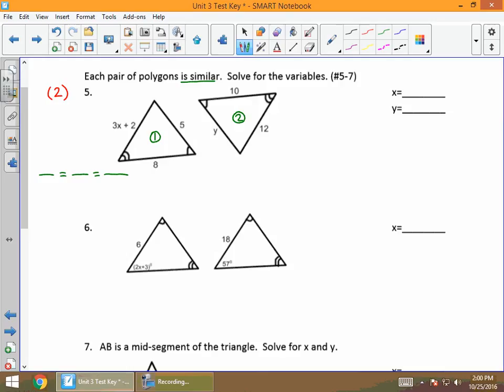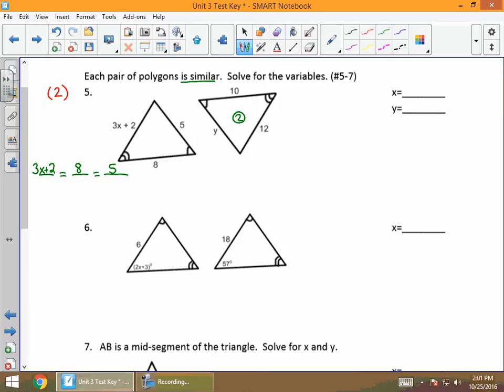So I would like to go small to large, but I have variables in here, so I don't know which is which. So what I'm going to do is base it on where they are with respect to their sides. So that number 1 triangle, I'm just going to name by whatever method I want. So I'll go 3x plus 2, and then I'll go 8, then I'll go 5. So that order really doesn't matter. You can go whichever order you want.